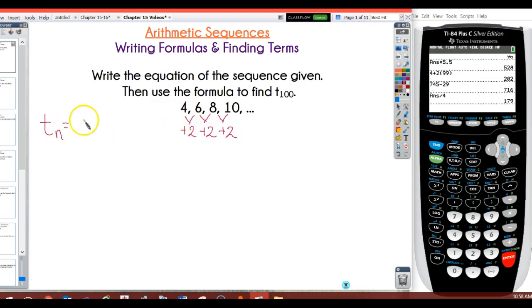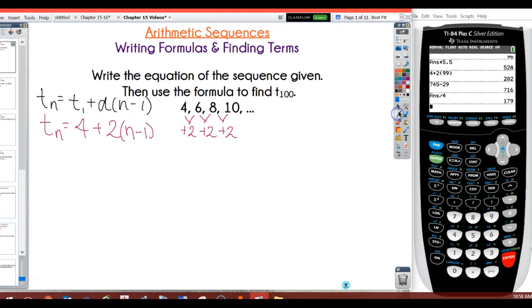And so we are starting with a 4, we are adding 2, and now we have to figure out how this variable is going to be attached to this equation. To get the third term, I add 2 twice. To get the fourth term, I add 2 3 times. So I add the number of 2's, 1 less than the term I'm searching for. If I'm searching for term n, I will subtract 1 to figure out how many 2's I'm going to add to that 4. The general form for an arithmetic sequence would be our first term plus our common difference times n minus 1.